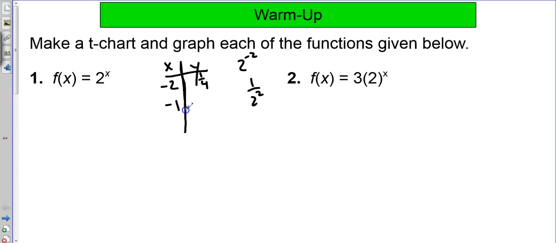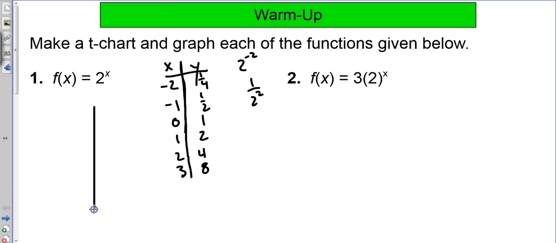-1 is 2 to the -1, that's going to be 1 over 2, so that's 1/2. Plug in a 0 and you get 1. Anything to the 0 power is 1. Plug in a 1 here and you get 2. Plug in a 2 here and you get 4. Plug in a 3 here and you get 8. So that's probably enough to give us a general idea of what this graph looks like.